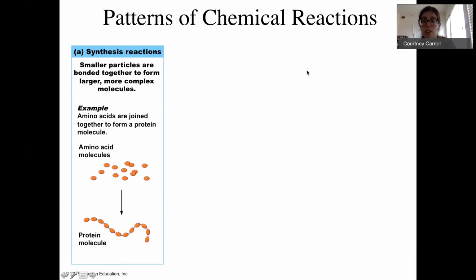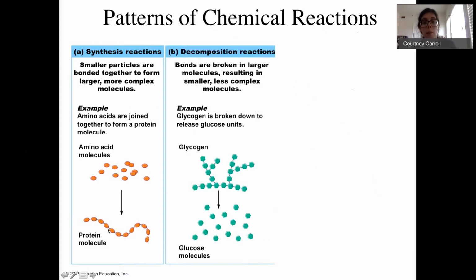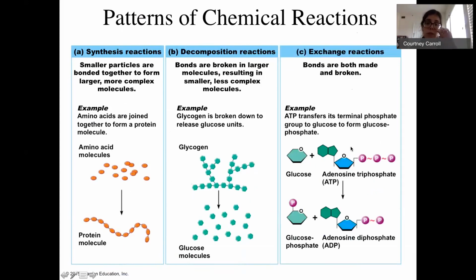Synthesis reactions make things. We're going to synthesize. We're going to take little pieces and make something big. Decomposition reactions are the opposite. We're going to take something big and break it down into its little pieces. So synthesis, make; decomposition, break; and exchange reactions, we're just going to move things around. Shown here, we're going to take a phosphate group off of ATP and throw it onto glucose. So synthesis, make, decomposition, break, exchange, move things around.